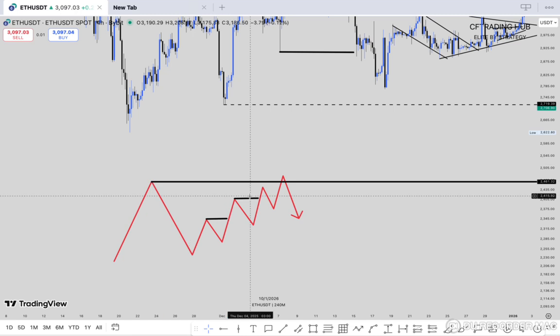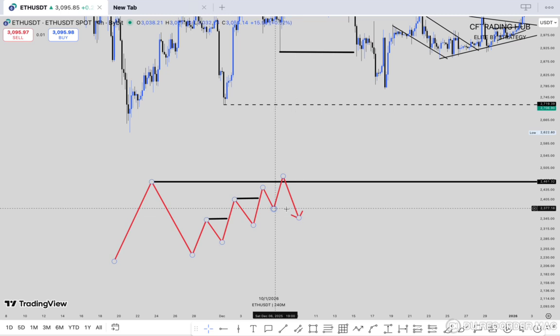This is more of a textbook example, just like you see over here. You have to understand the chart. The more you analyze, the more you understand the chart. So let's say price took out this high, and after taking out this high, what happened? The change of character happened over here.